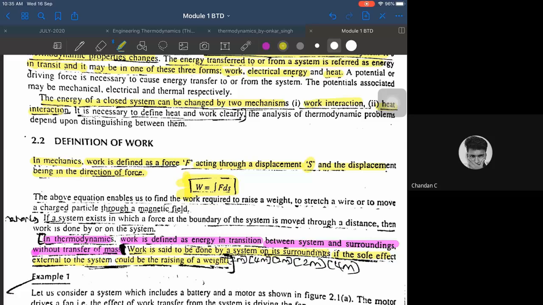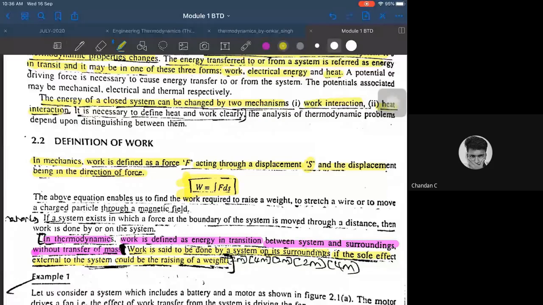The work is said to be done by the system on its surroundings if the sole effect external to the system could be raising of weight. How do you understand this? I'll be explaining it to you. Just take the definitions with you. Okay, just write within your notes.